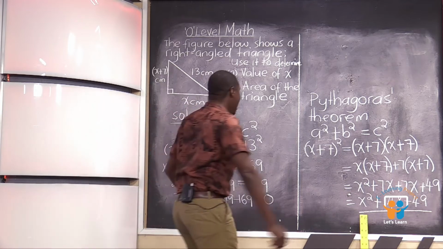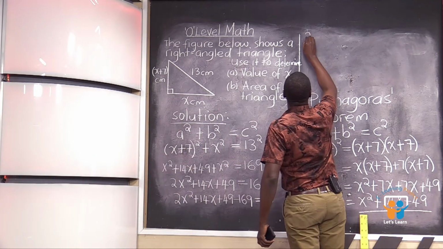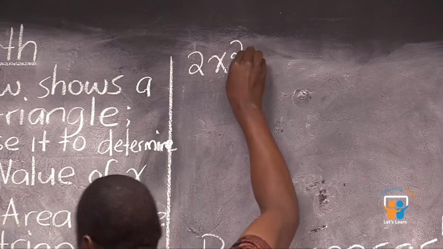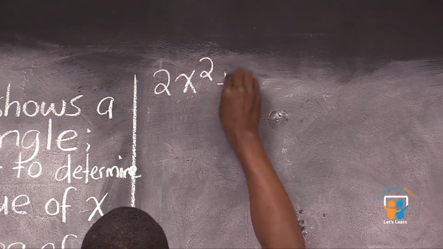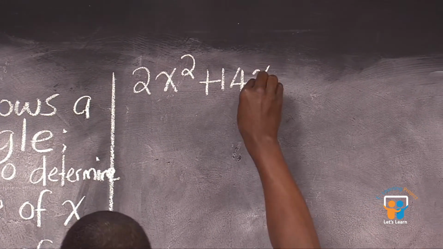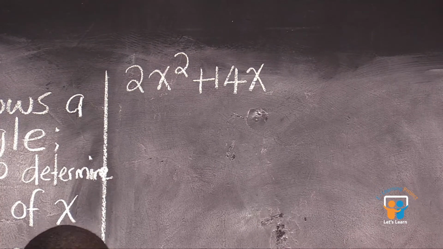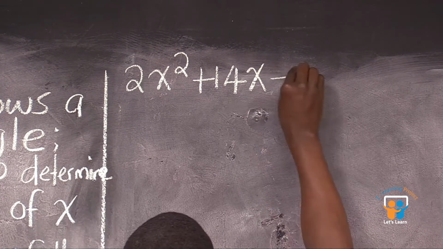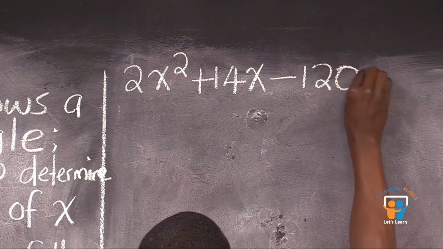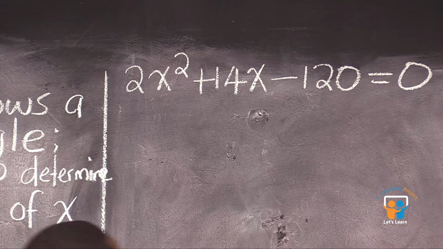Good. Now, in our next step, Mr. Examiner, sir, we are having 2x squared plus a 14x. Remember, 49 minus 169 has given us negative 120. A negative 120, which is equivalent to a 0.